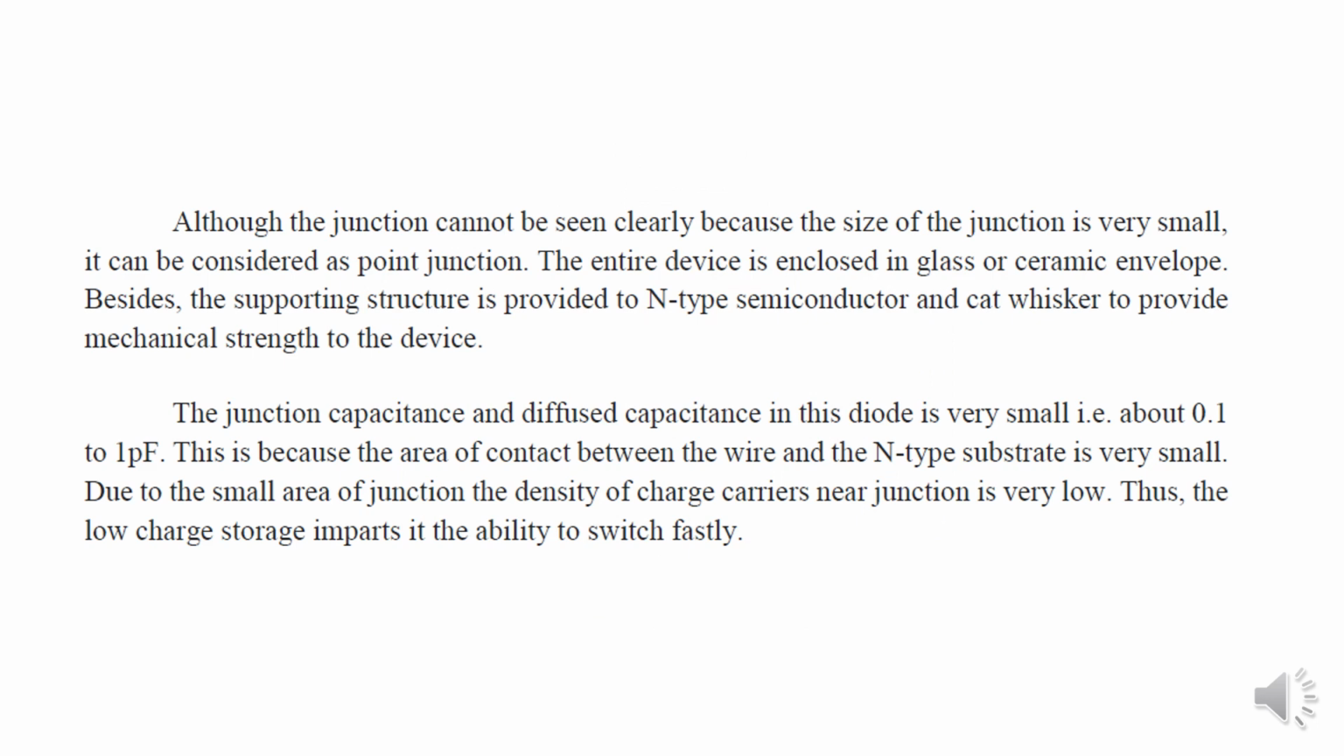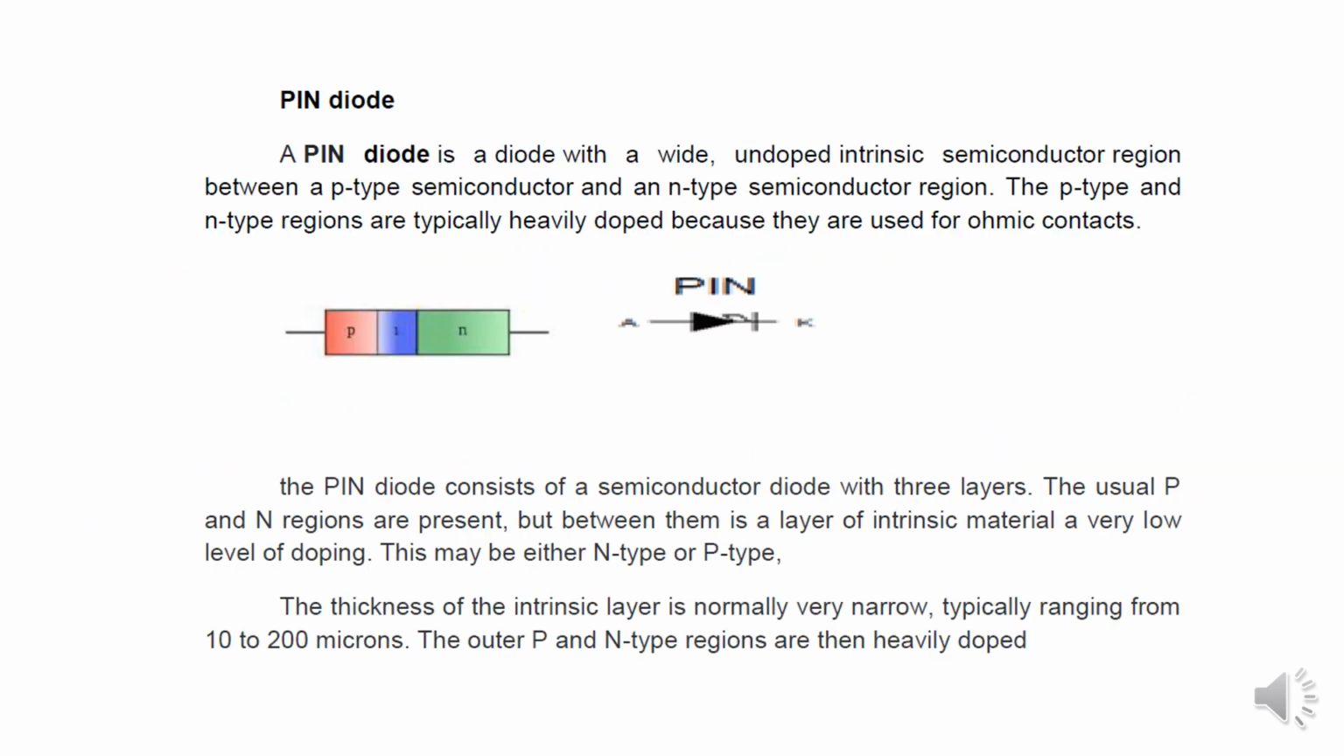And the next one is the PIN diode. Here this is the diode. A PIN diode is a diode with a wide undoped intrinsic semiconductor region between a p-type and an n-type semiconductor. The p-type and n-type regions are typically heavily doped because they are used for ohmic contacts. Here this is the PIN diode, and this is the symbolic representation.